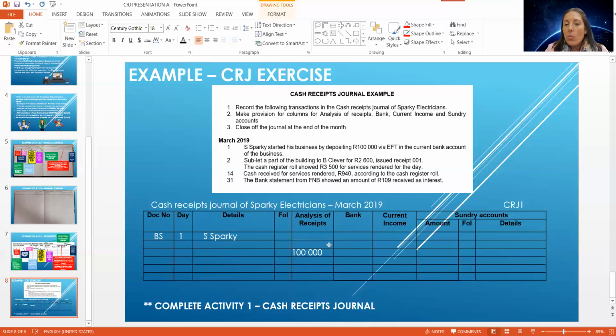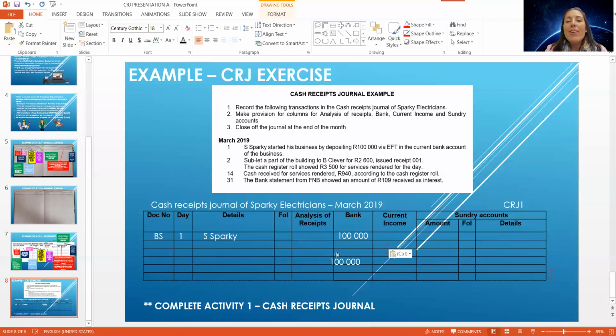Where did that money go to? Where do we put all money that we receive? We put it in the bank. This one was put into the bank account for us because the owner made a direct deposit, direct EFT. Right, then why did we get this 100,000 Rand? We received it because the owner used it to start the business. Now, when the owner gives money to the business in order to start, what do we call it? We call it capital. The owner gave a capital contribution.